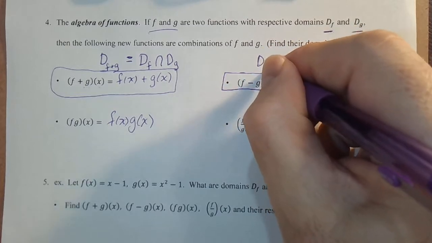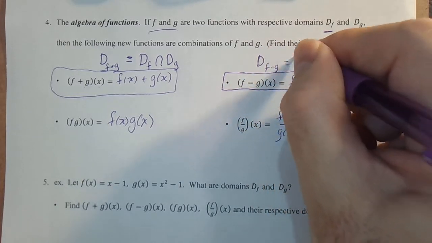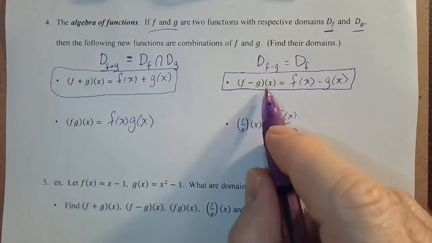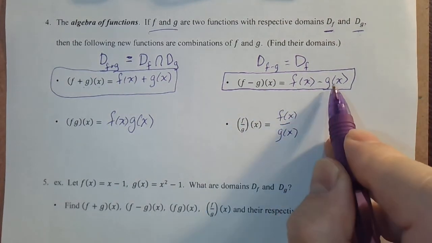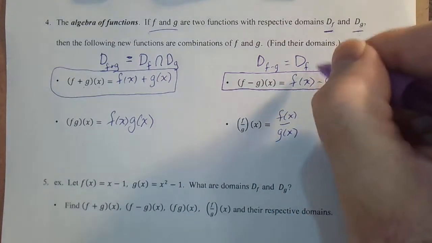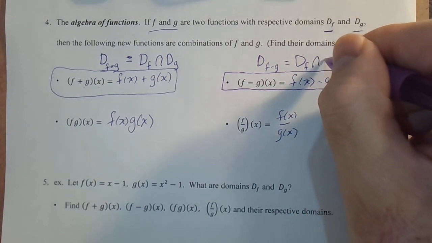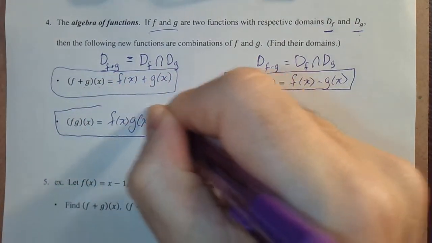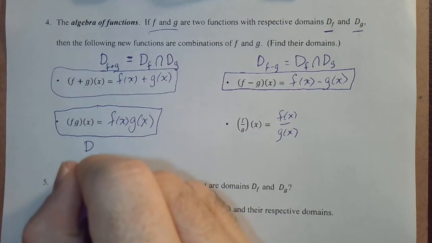The domain of f minus g is the same. In order to be in the domain, you have to be able to plug a particular number into f and into g to come up with this number. So it'd be the same thing.